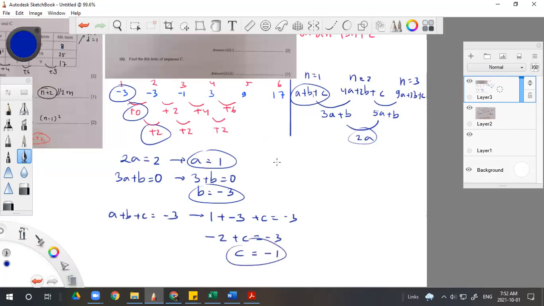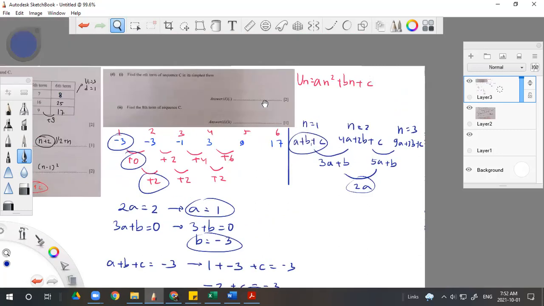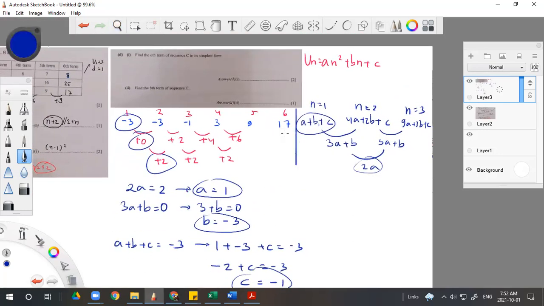Dah. So the formula of Un is equals to, A-nya udah ada 1, n square minus 3n plus bn plus c, minus 1. That's all. Is this the simplest form? Not yet. Jadi Un equals n square minus 3n minus 1. Udah gini aja. Ya. Oke.